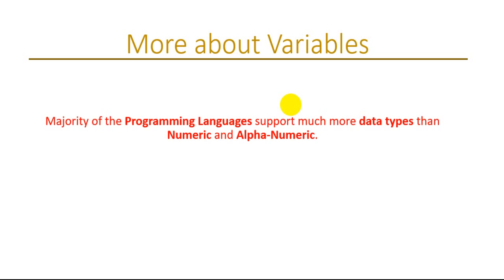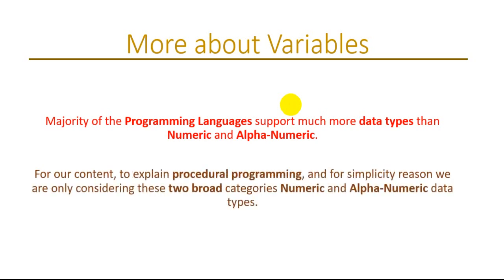So we will just use these to understand the procedural programming that we are trying to do and see. For our content to explain procedural programming, and for simplicity, that's what I told you just now, we are only considering these two broad categories called numeric and alphanumeric data. We are not going any further.